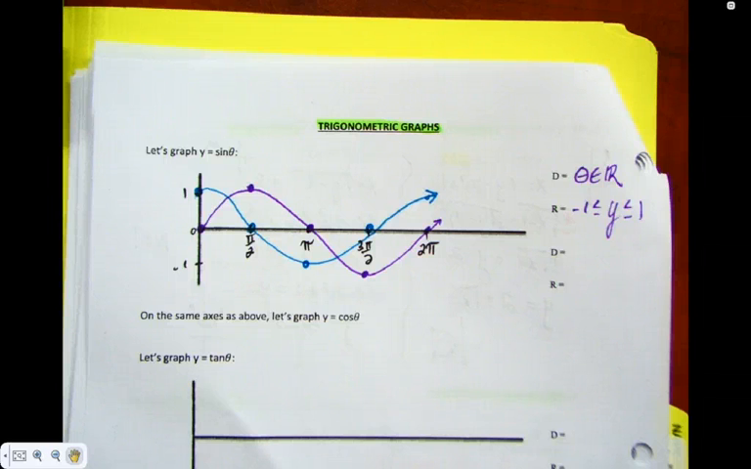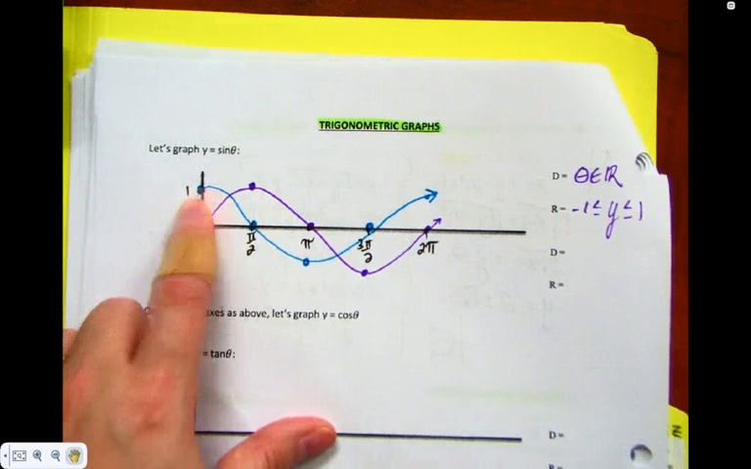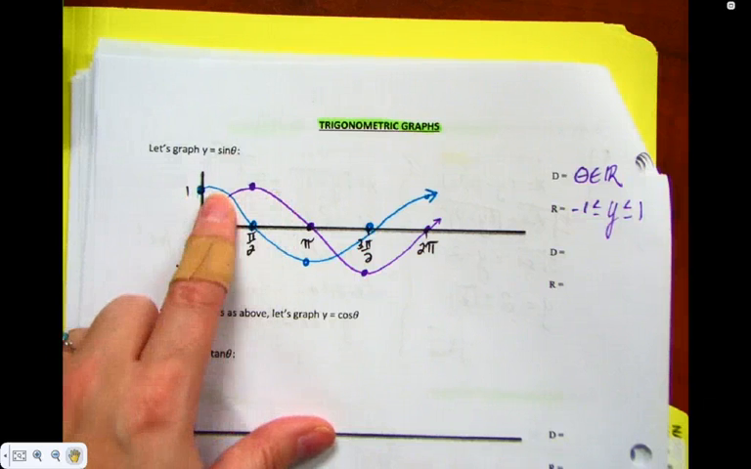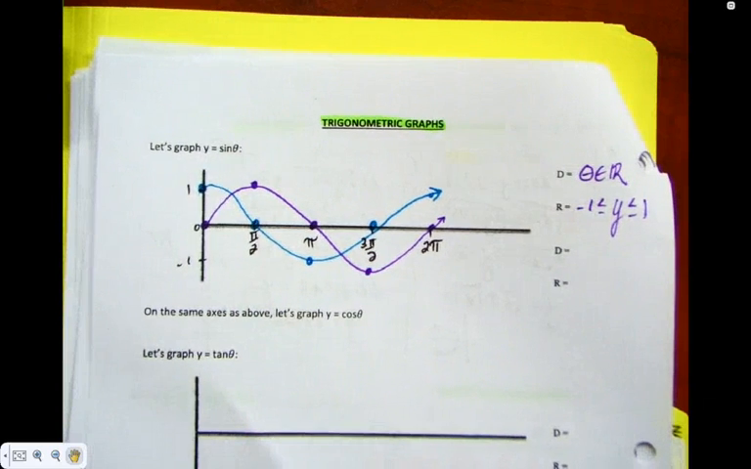What's the relationship between sine and cos? It's not flipped. Think of everything you know about transformations. What's the relationship between sine and cos? It's just a translation. What direction have I translated it? To the left. I've just moved this over. Sine and cos is just a translation. That's it.